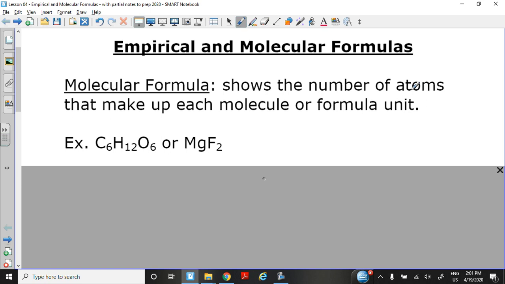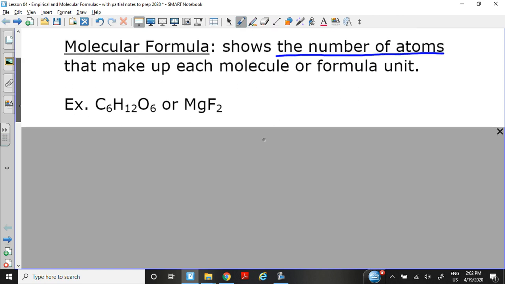Molecular formula is a formula you should be very familiar with. Those are the ones that we tend to work with all the time. This type of formula shows the exact number of atoms that make up a molecule if you're dealing with covalent compounds, or you're dealing with a formula unit, which we know are used for ionic compounds.